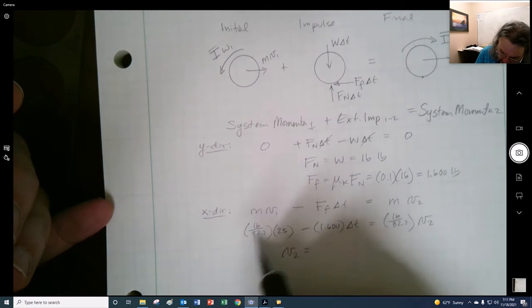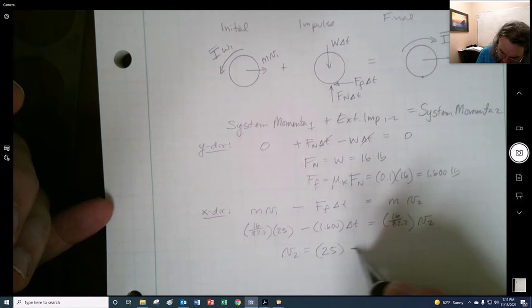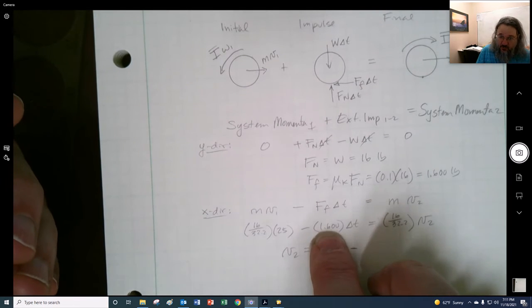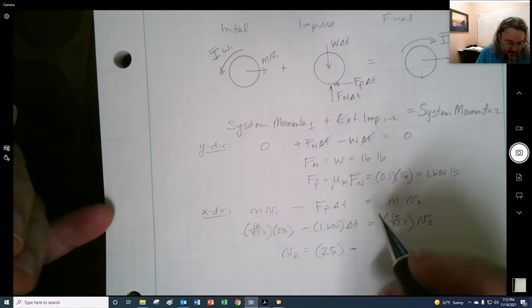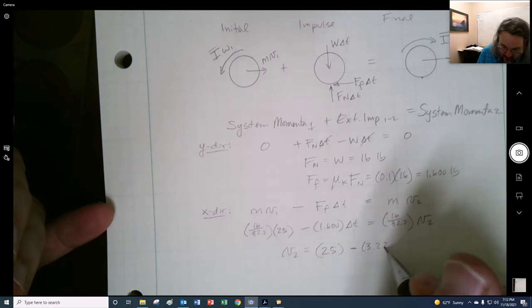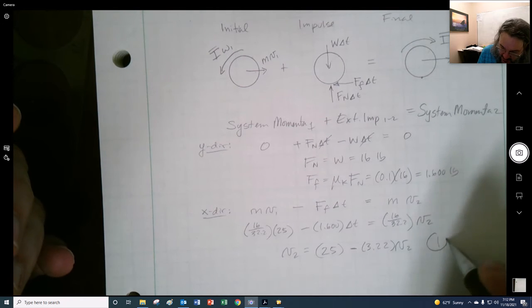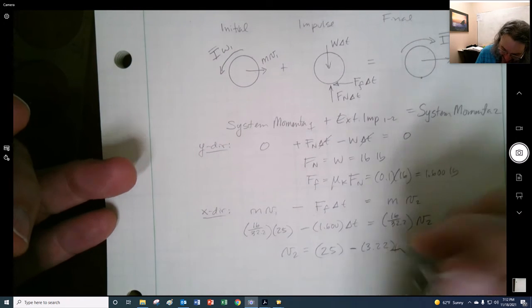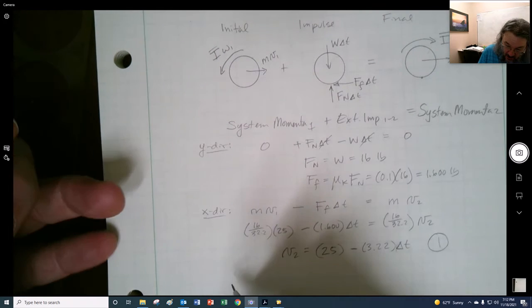Let's get this in terms of the velocity 2, right? So that's going to cancel that out here. So it's just going to be 25. But now it's going to be minus. So we have to divide this 1.6 by 16 divided by 32.2. So 1.6, 16, 32.2, divide, and then divide, and surprise, surprise, you get 3.22, right? It's kind of obvious that that was going to happen, I guess, in hindsight. But that's going to be equation 1. No, not V, it's T, delta T.